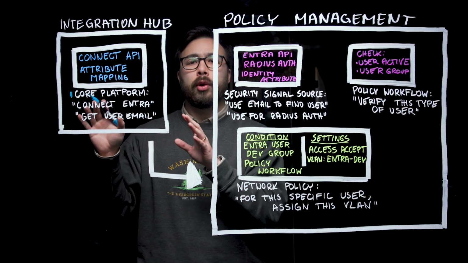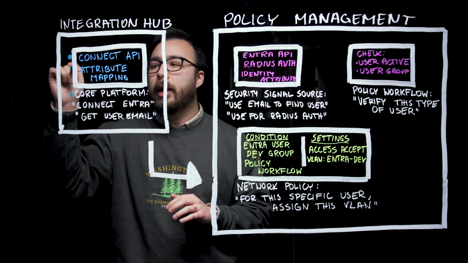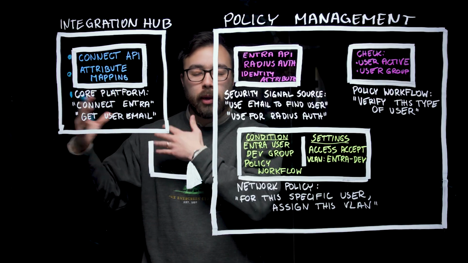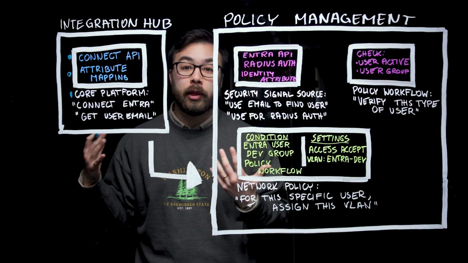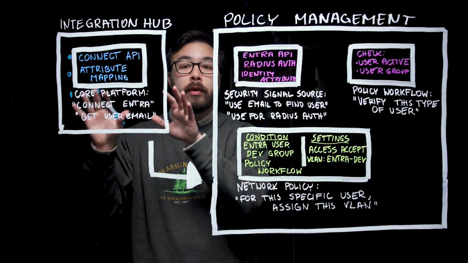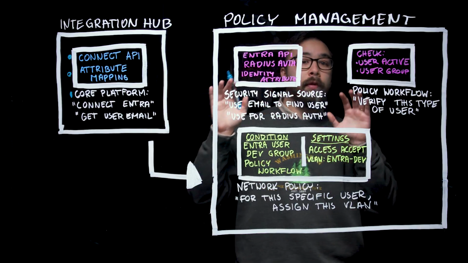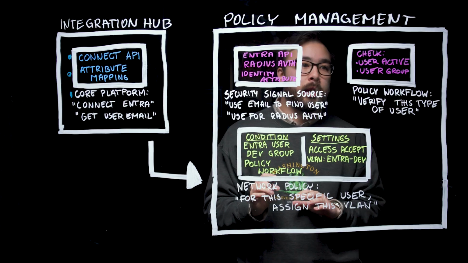And what the core platform is doing is really you're connecting an API and you're doing some attribute mapping. This is how we're gonna make sure, hey, we're talking to Entra ID and we're able to access all the data that we're gonna need. That's what you're gonna configure in the integration hub by creating a core platform. So now after you've done that, we're gonna go to the policy management section.